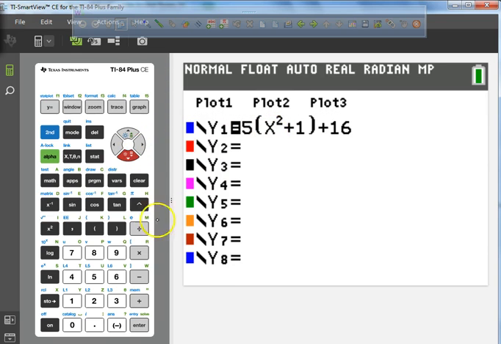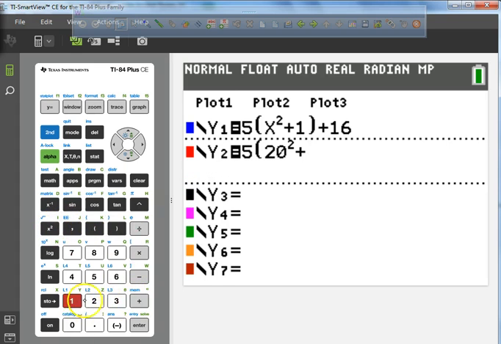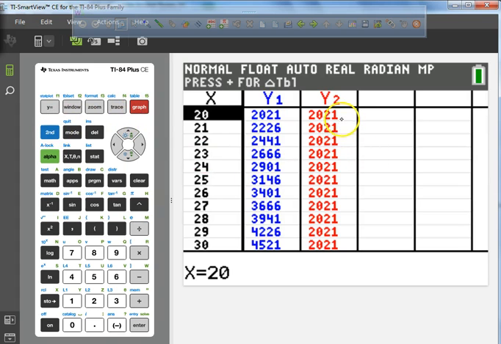But you're right. If I did 5 parentheses and I put 20 squared plus 1 close parentheses plus 16, what is y going to equal at every single point? Every single point, y is going to equal 2021. All the way down. Why are these numbers changing? Because the x values are what? The x values are changing, so the y values are changing. Here, the y value is just staying the same.